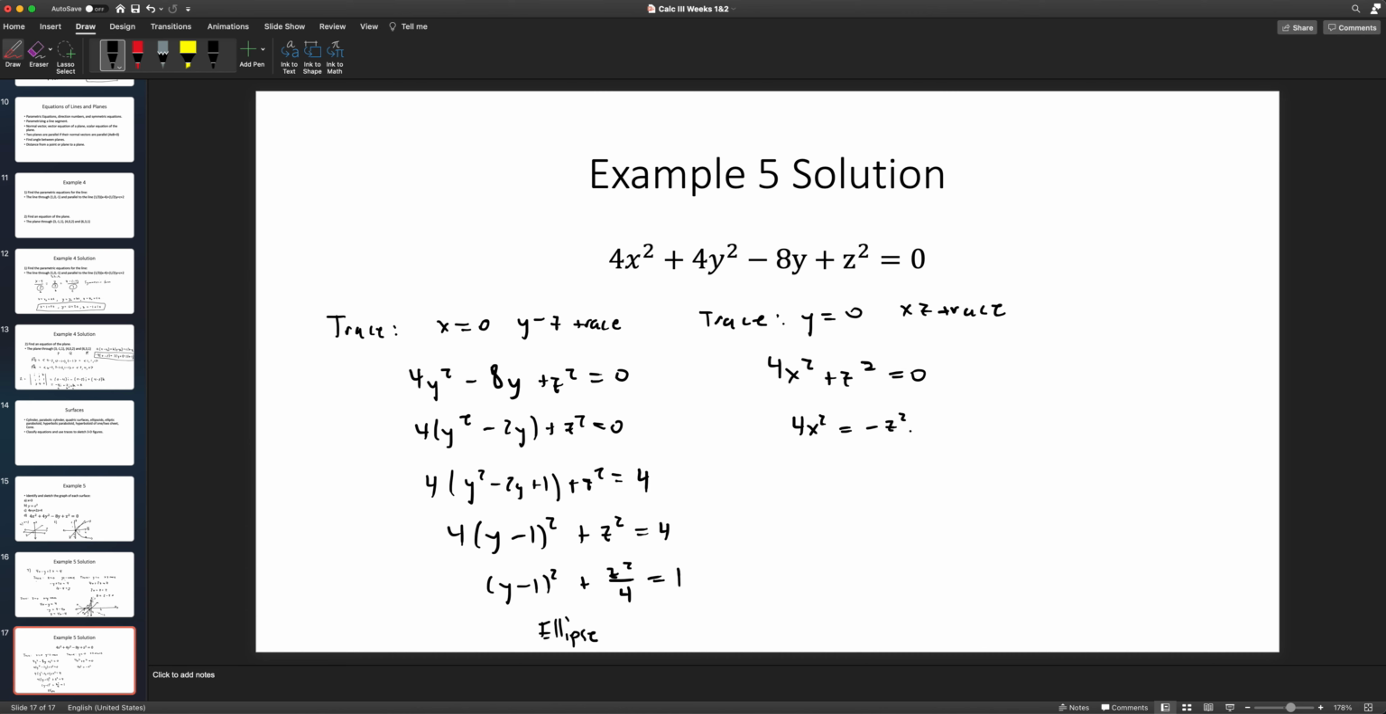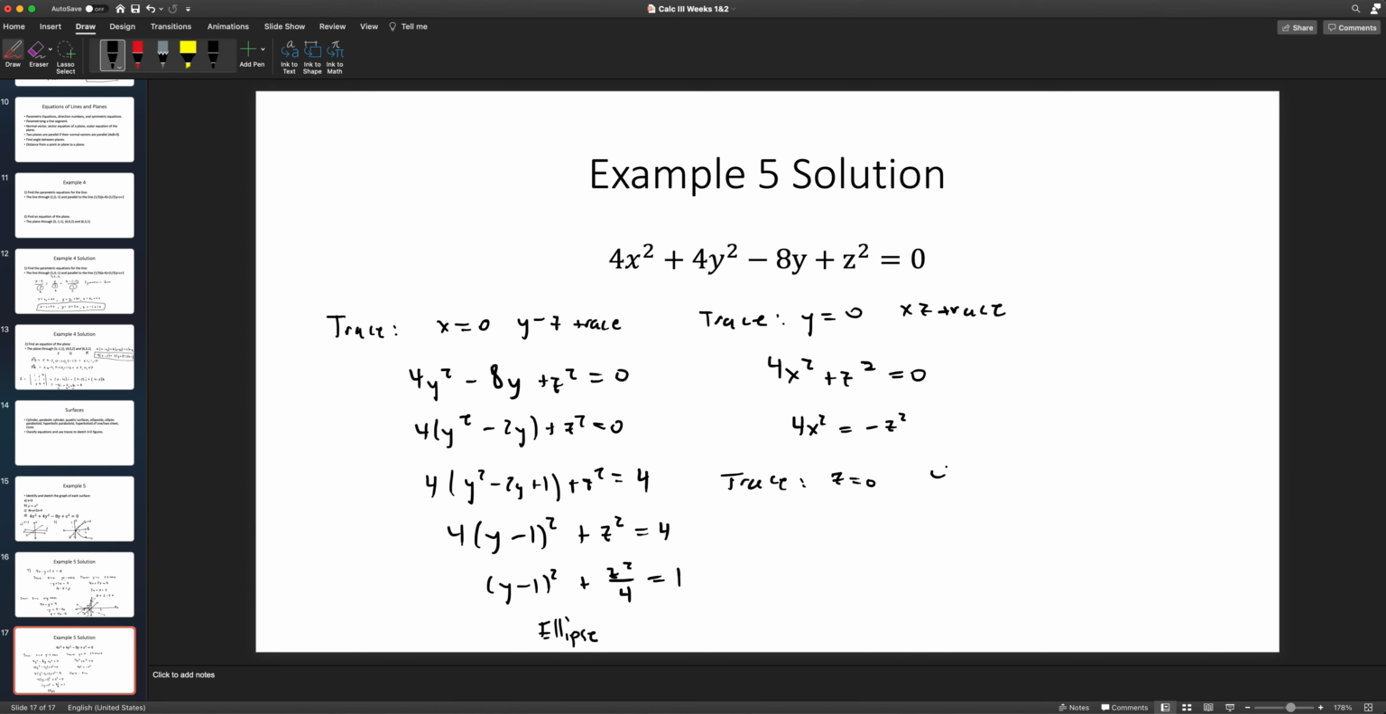So this is interesting because this doesn't look like it's going to be a conic, because we have this equal to 0 over here. If it was equal to 1, for example, on this side, then we would have an ellipse. So this is just going to turn out to be a pair of lines. So let's take another trace, z is equal to 0.